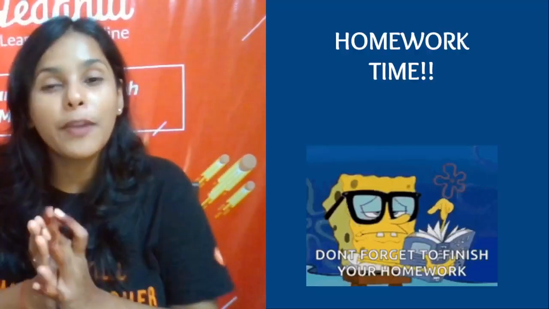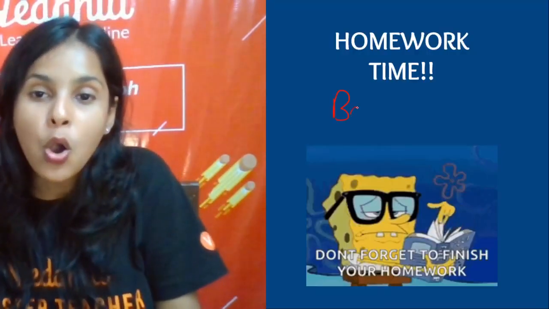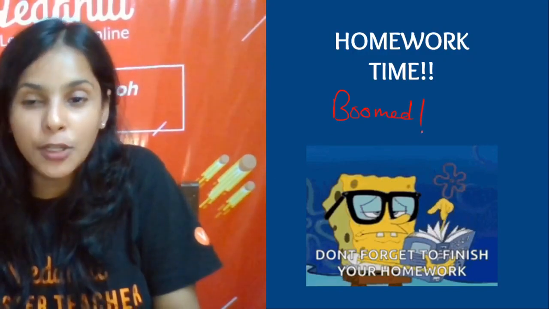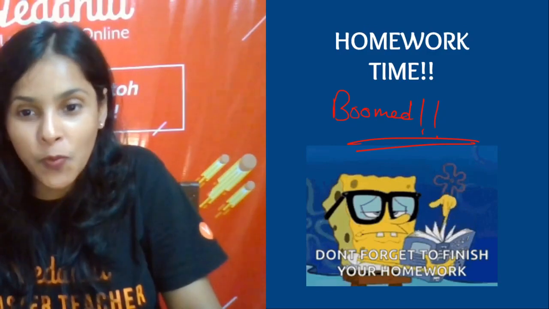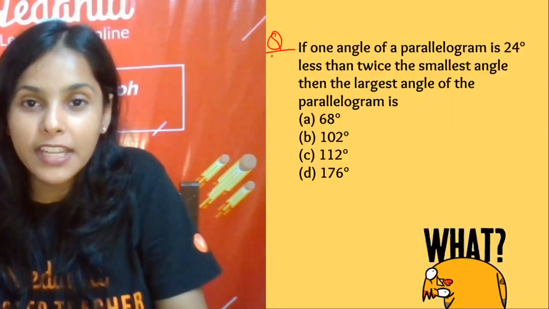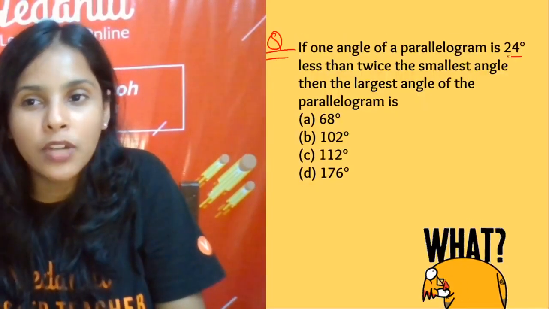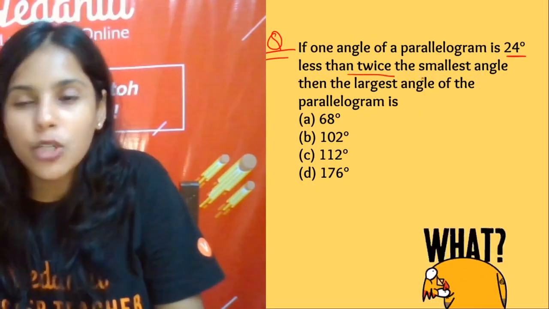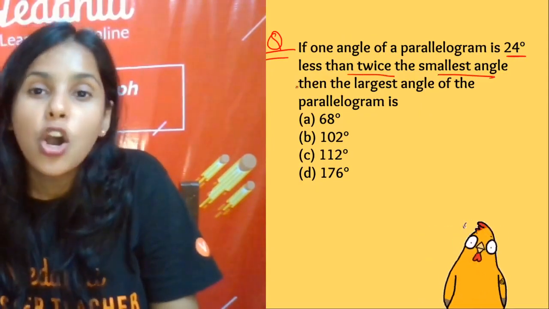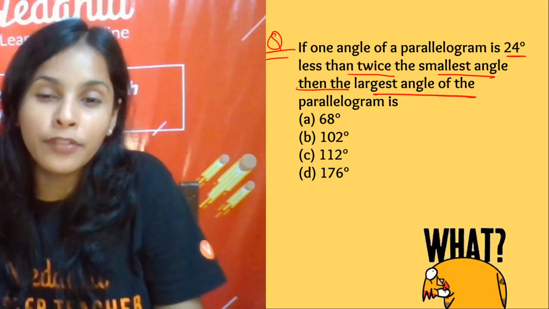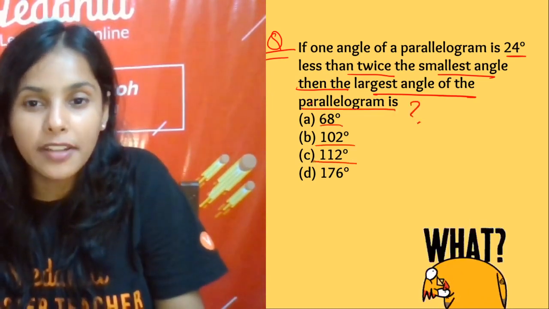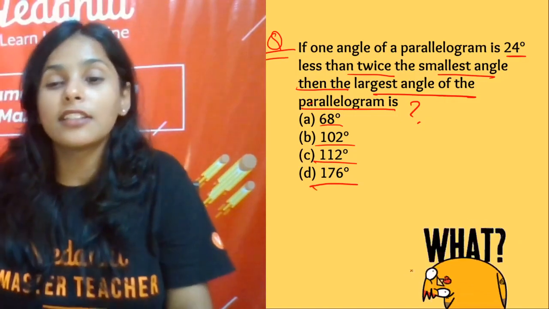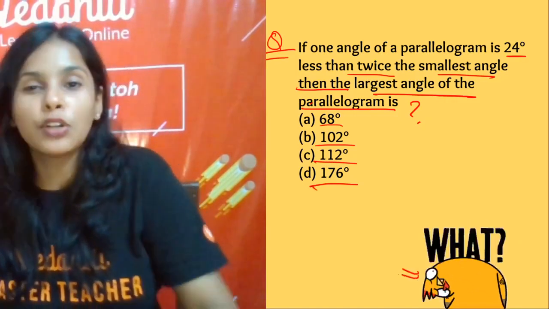So now I hope everybody has boomed all the questions which we have done today. Yes, so I believe my parents are ready for the homework. So this is the homework for the day. If one angle of the parallelogram is 24 degree less than twice the smallest angle, then the largest angle of the parallelogram will be, come on, 68, 102, 112, 176. Solve this problem, guys. I know my pirates will definitely do it.